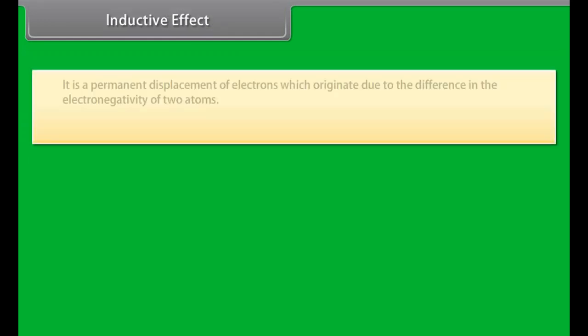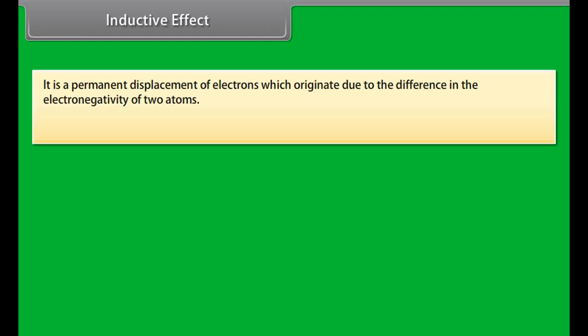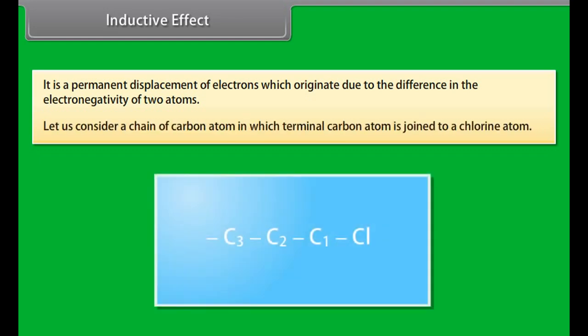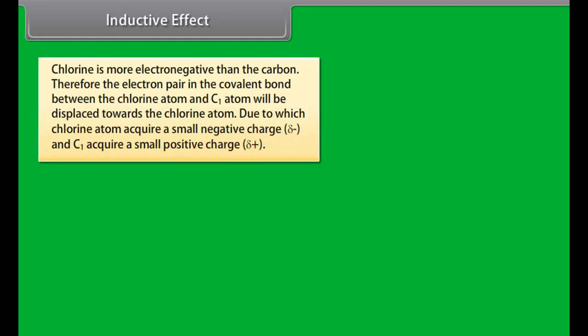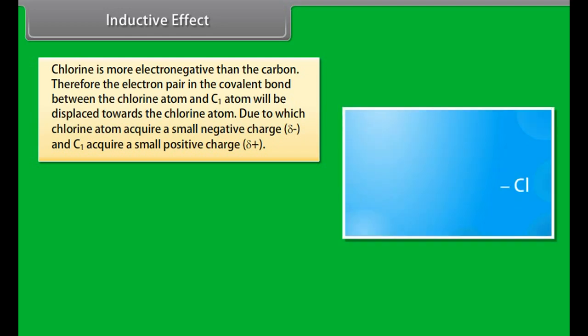Inductive effect. It is a permanent displacement of electrons which originate due to the difference in the electronegativity of the two atoms. Let us consider a chain of carbon atoms in which the terminal carbon atom is joined to a chlorine atom. Chlorine is more electronegative than the carbon. Therefore, the electron pair in the covalent bond between the chlorine atom and C1 atom will be displaced towards the chlorine atom, due to which chlorine atom acquires a small negative charge and C1 acquires a small positive charge.